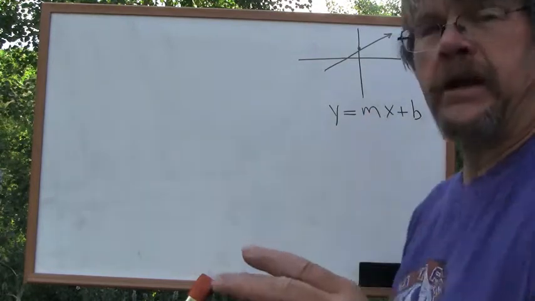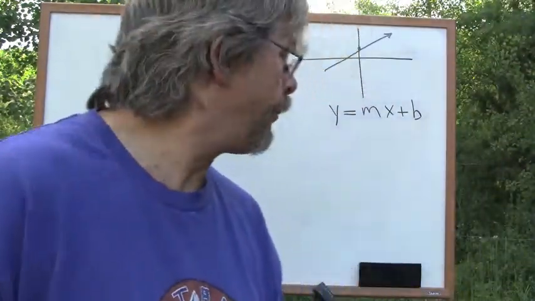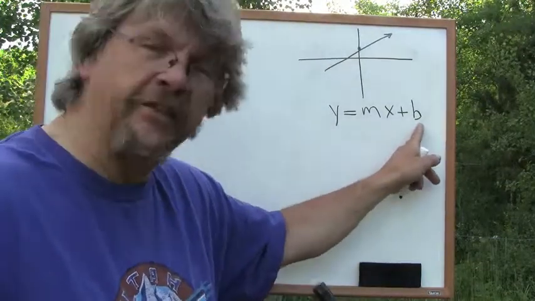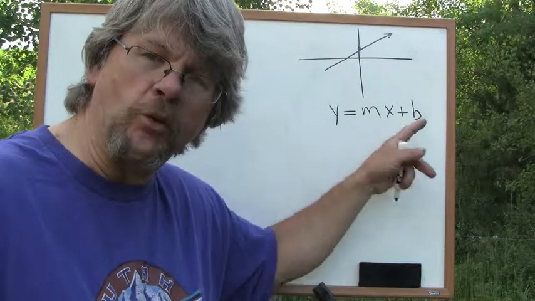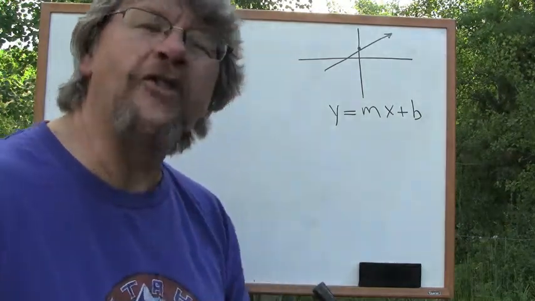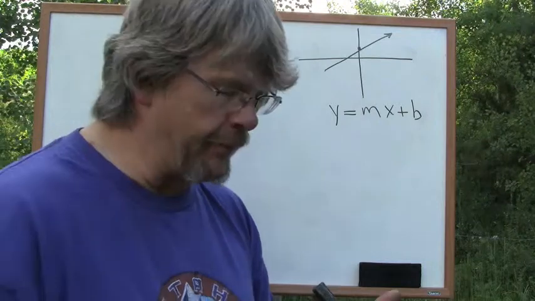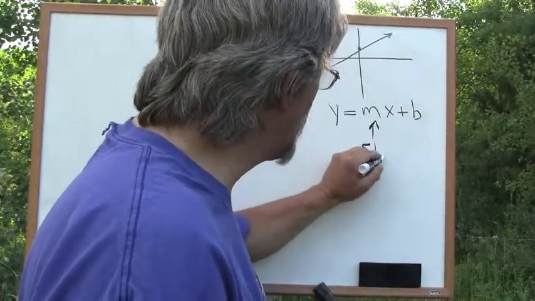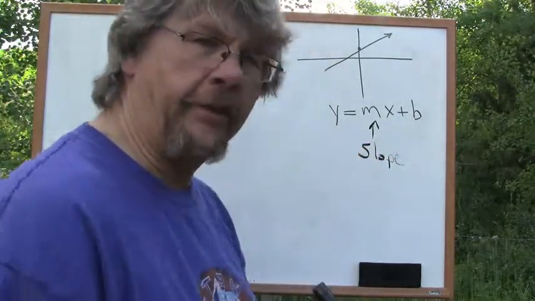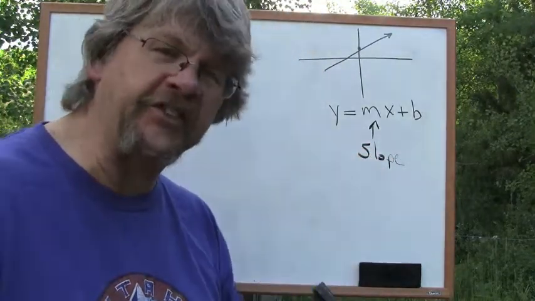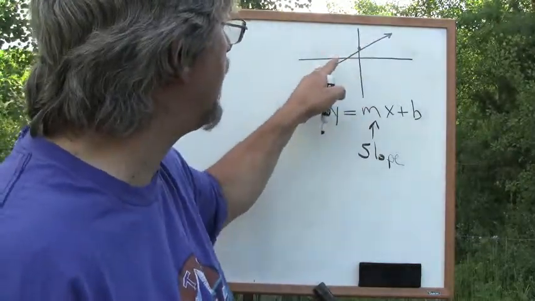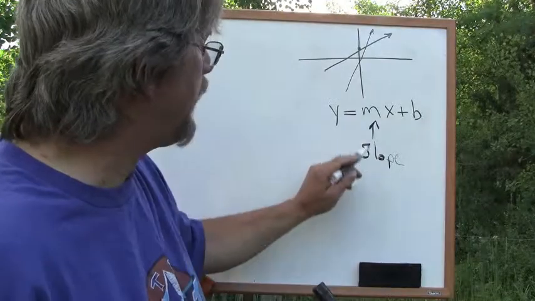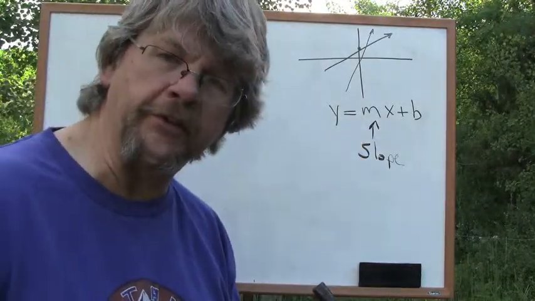M is just a number, whatever number we calculate it to be, and so is this b. This b is just a number. We need to understand that. But what do these numbers represent? As a brief introduction, m is going to be the slope of the line. And the slope of the line is simply how steep the line is in the graph. Is it like this, or is it really steep like that? The number m will tell us what the slope is.